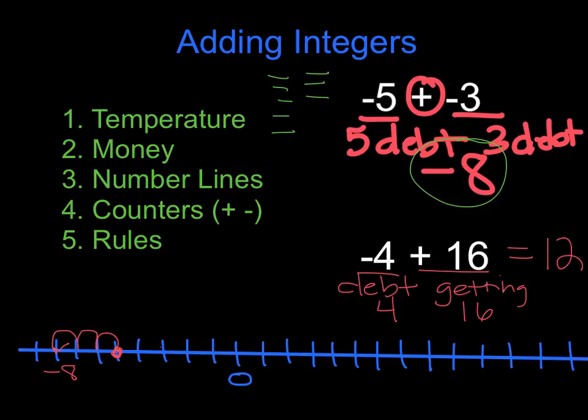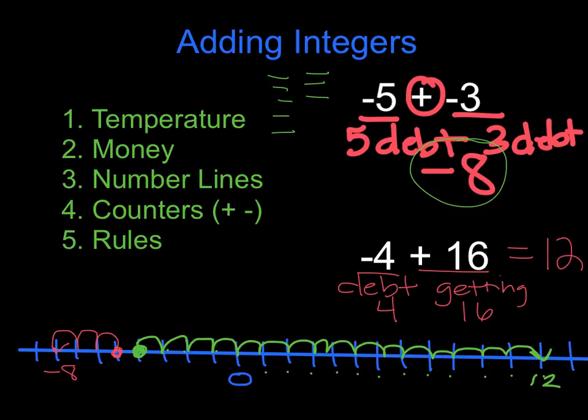On a number line, you would start at the number -4, which is 4 places to the left of 0. 1, 2, 3, 4. Adding 16, or that addition sign, means you need to move to the right 16 times. 1, 2, 3, up to 16. You would end up here, which if I go back and count, that's 1, 2, 3, up to 12. You end up at +12.